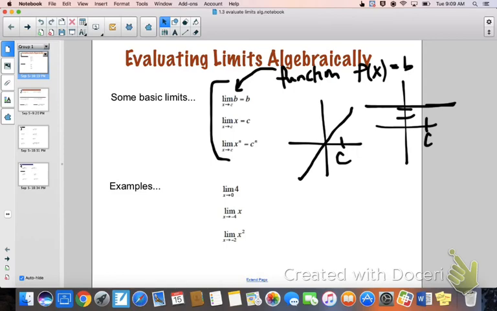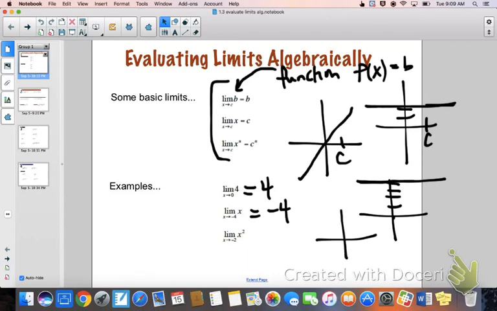Okay, so examples: limit as x approaches 0 of 4. Again, this is your graph. So when x approaches 0, that y value is 4. The limit of x as x approaches negative 4, we're just going to plug negative 4 in. Okay, and that's again f of x equals x. As you approach negative 4, the y value is also approaching negative 4.